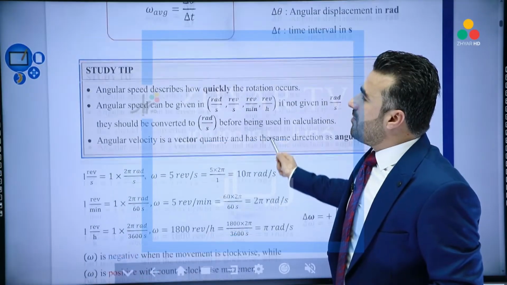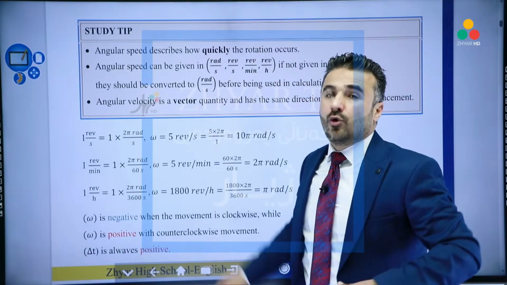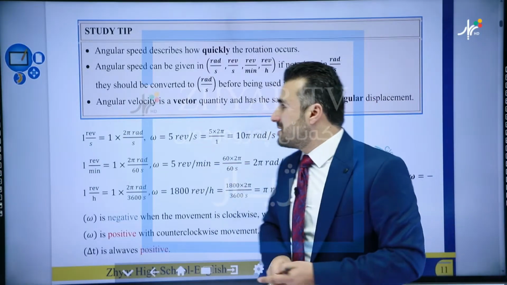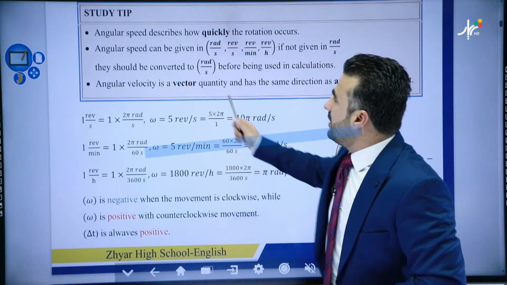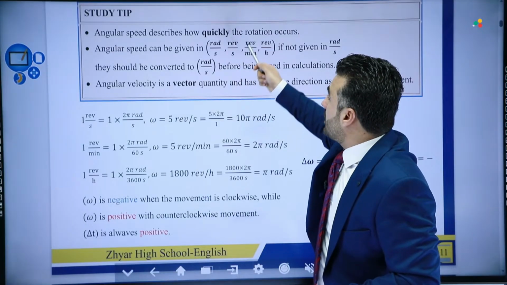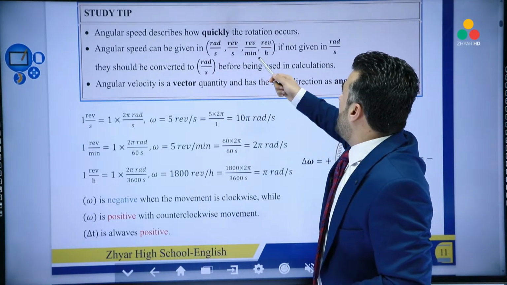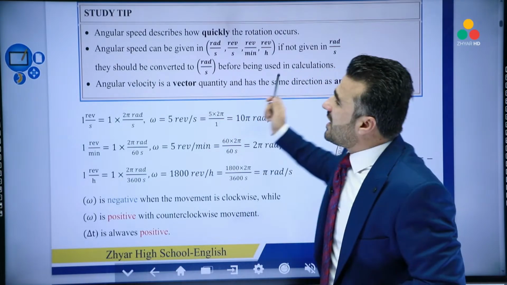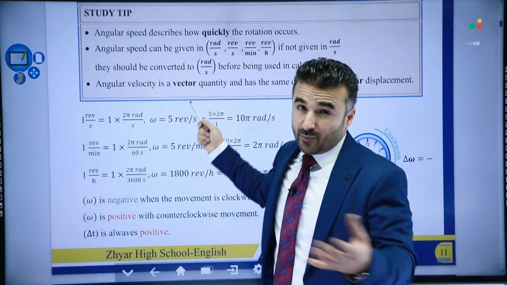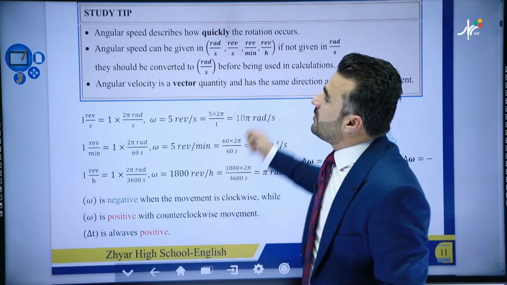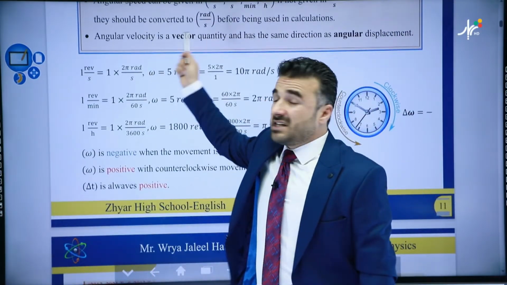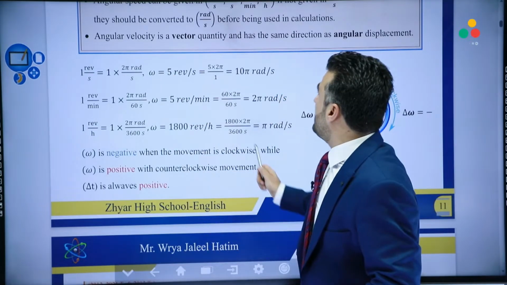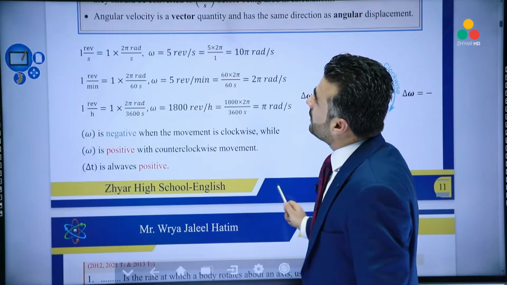All right, and then remember this, angular speed describes how quickly the rotation occurs, yeah? Like how fast it can spin about something. Angular speed can be given in radian per second, revolution per minute, revolution per hour, or revolution per day, like I've mentioned. If not given in radian per second, they should be converted to radian per second, then we can use them in calculations. Remember, angular velocity is a vector quantity. Angular speed is the magnitude of angular velocity, and of course has the same direction as the angular displacement.